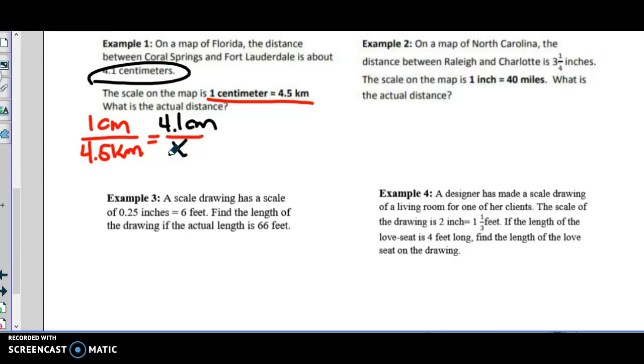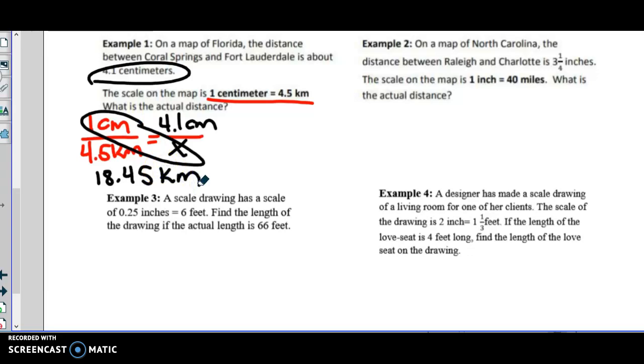Now we just need to cross multiply and solve our proportion. When I multiply, I get 18.45. And because across from x I just have 1, really no need to divide. I just know that my answer is 18.45 kilometers.